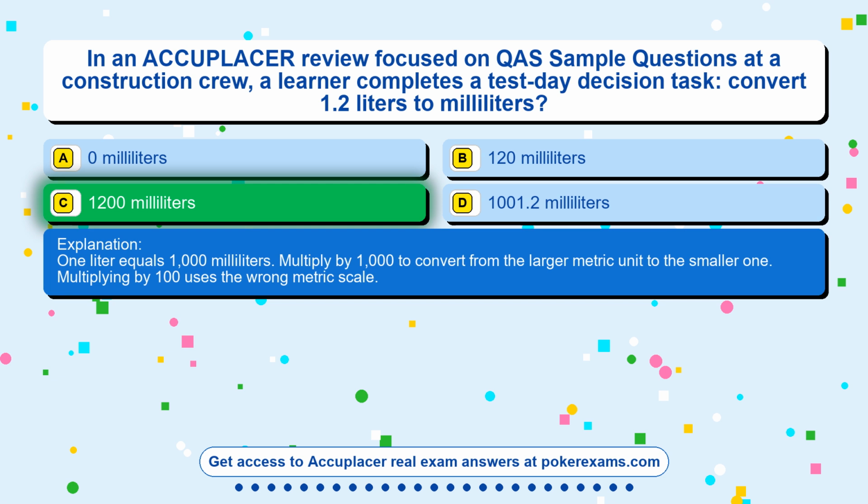Multiply by 1000 to convert from the larger metric unit to the smaller one. Multiplying by 100 uses the wrong metric scale.